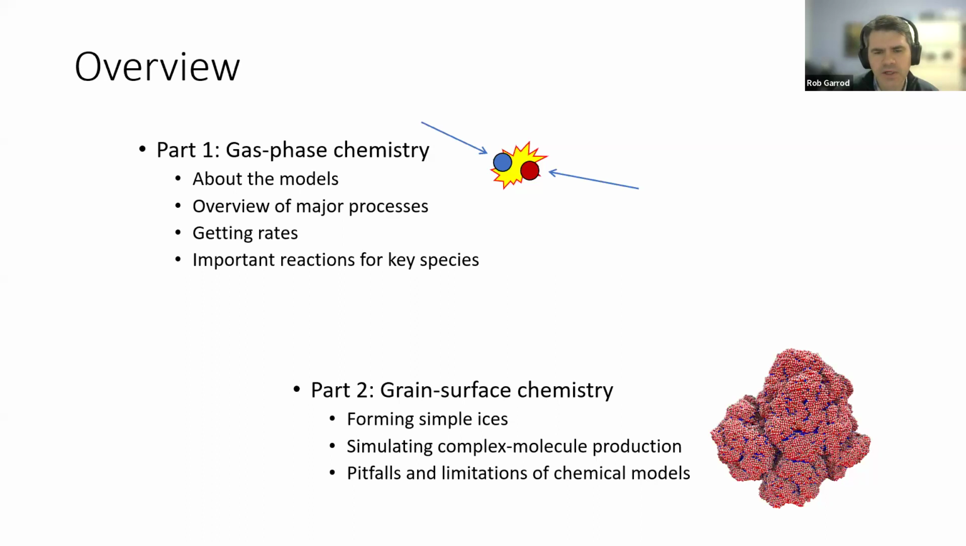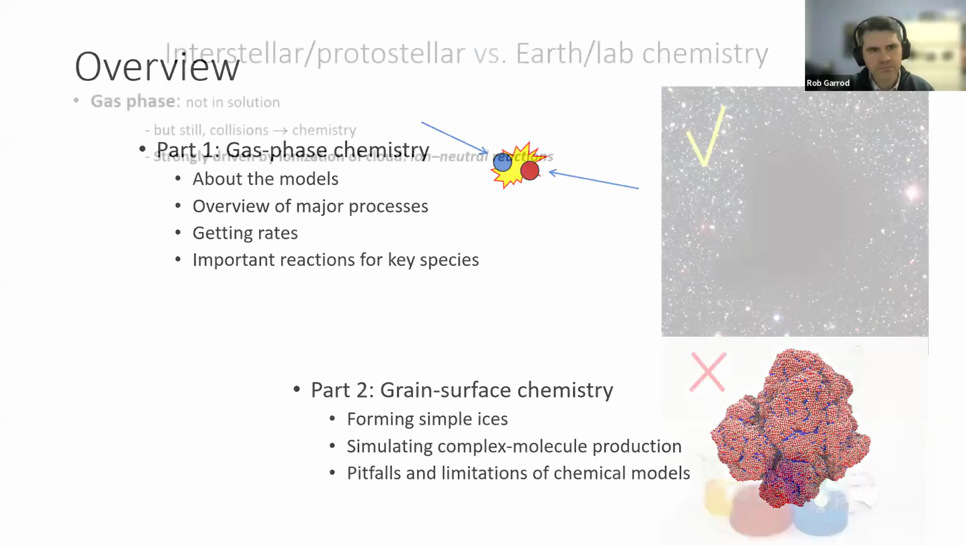I'll say something about the production of complex molecules. That's actually somewhat of a controversial topic, depending on who you ask. People have slightly different ideas. I will give you at least the grain surface chemistry perspective. Then I will finish up by briefly mentioning some of the pitfalls and limitations of chemical models. I won't go over that in too much depth, but I'll point out the main ones. Okay, so let's get started.